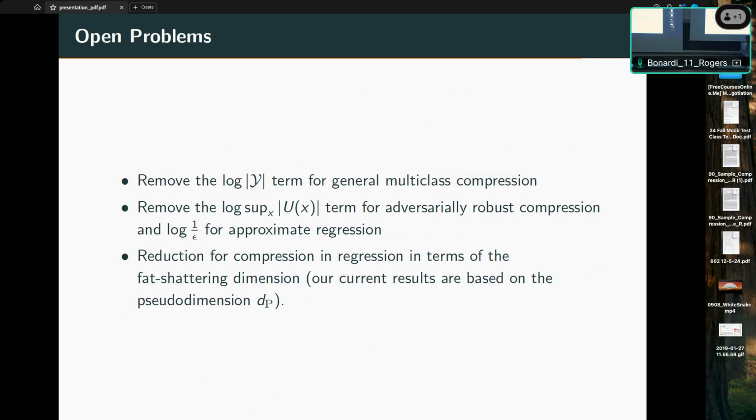Is it possible to have compression schemes that depend on the DS dimension rather than the graph dimension? We know that DS dimension is what characterizes multi-class learning. So is it possible, or what's the barrier to proving some version of this with DS dimension?